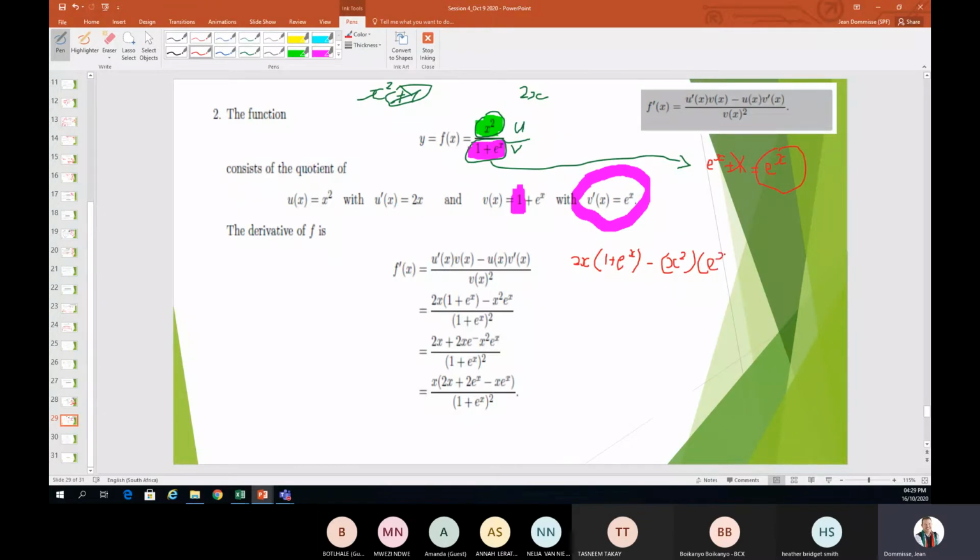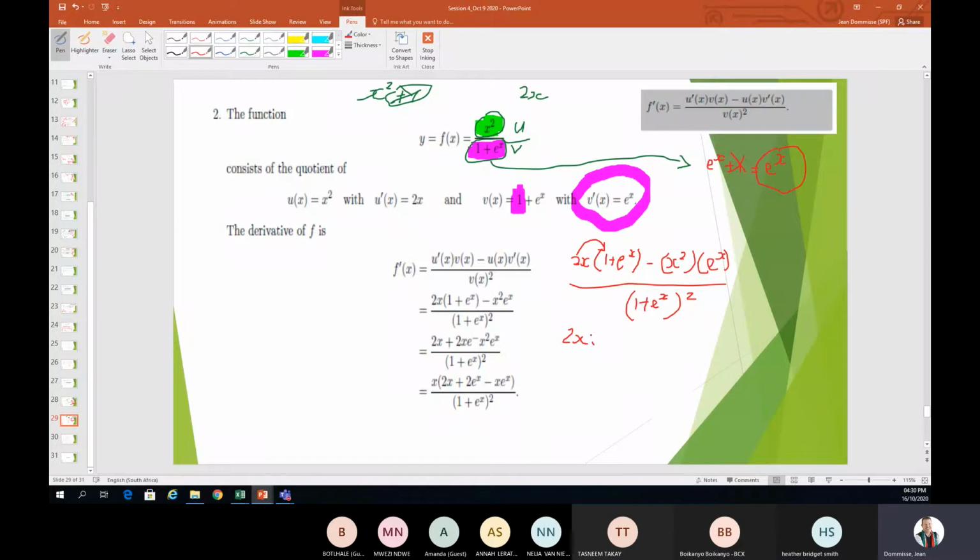E to the power of x. And then that whole thing we must divide by 1 plus e to the power of x, squared. Okay. And then at the top, you can just multiply in. So again, don't be scared of what that there's now the e to the power of x. So you just normally multiply it in. So 2x times 1 is 2x.